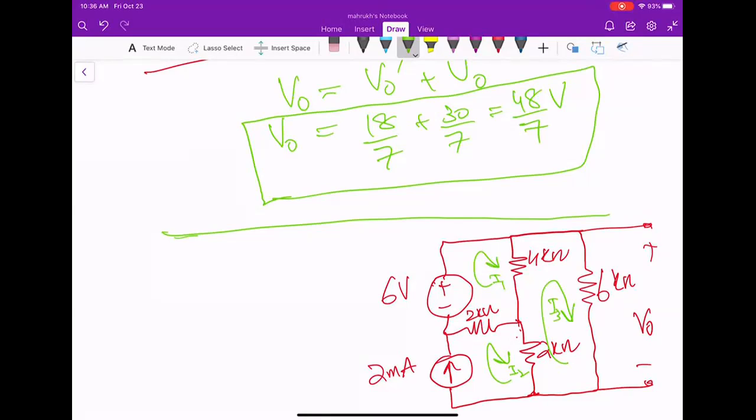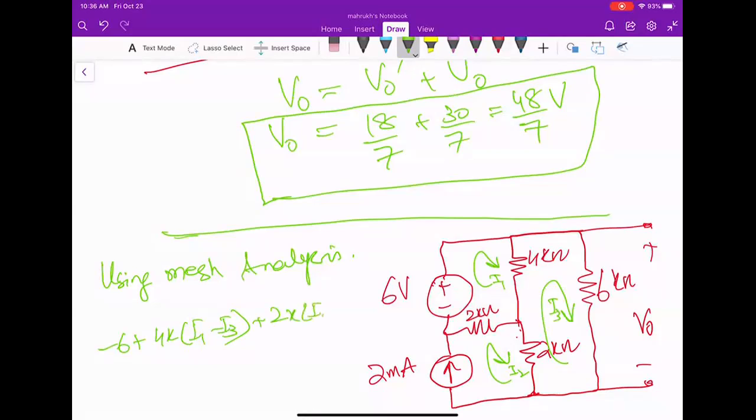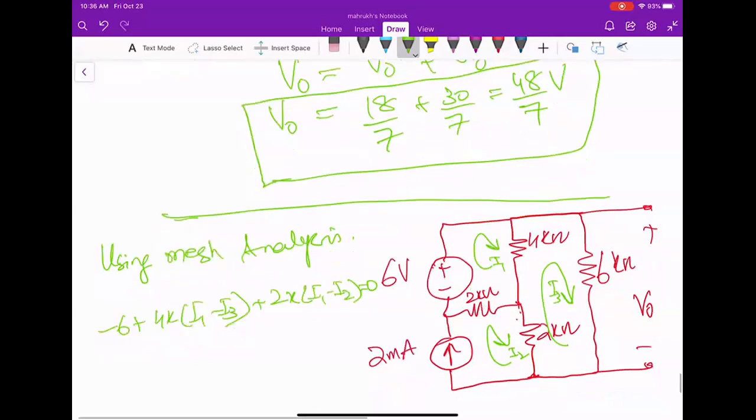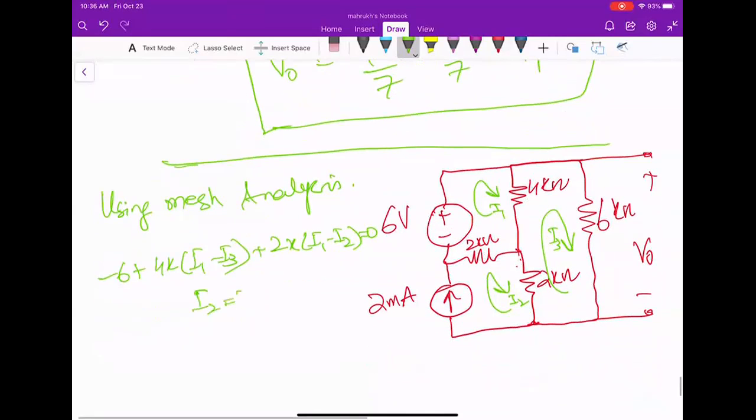So my equations are: -6 plus 4K (I1 minus I3) plus 2K (I1 minus I2) is equal to 0, right? Then my I2 is 2 milliamps, so I don't have to write the equation in the second loop. For I3: 2K (I3 minus I2) plus 4K (I3 minus I1) plus 6K I3.